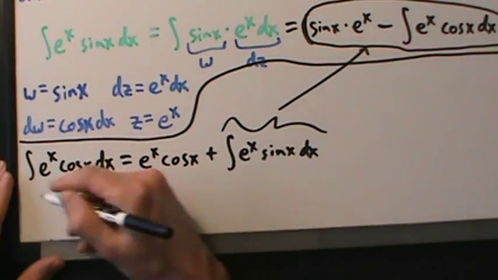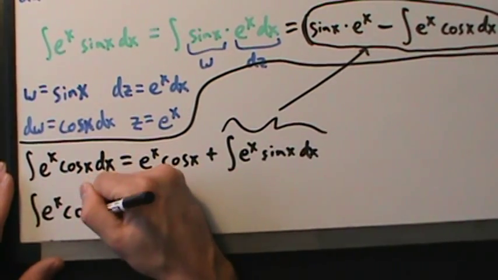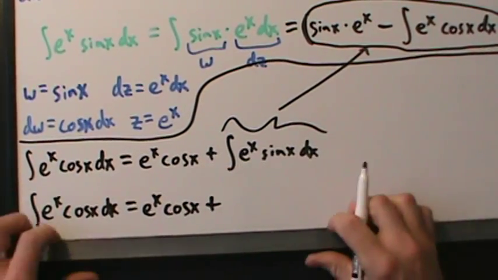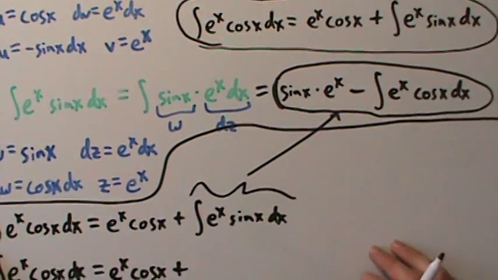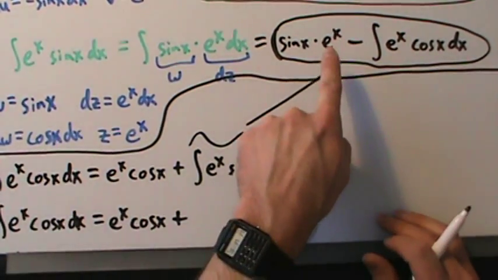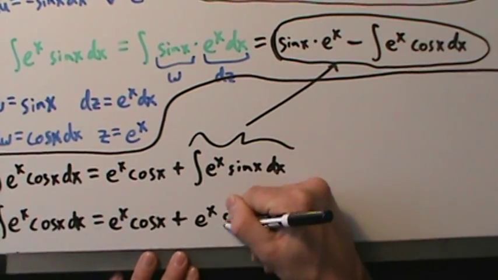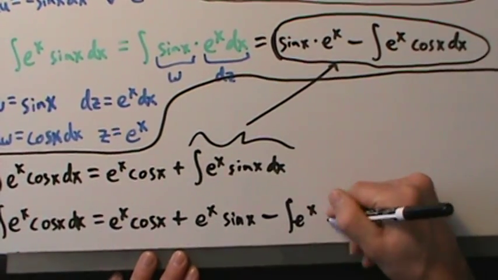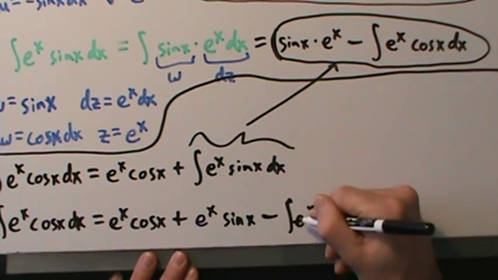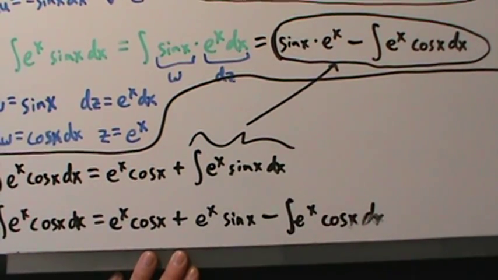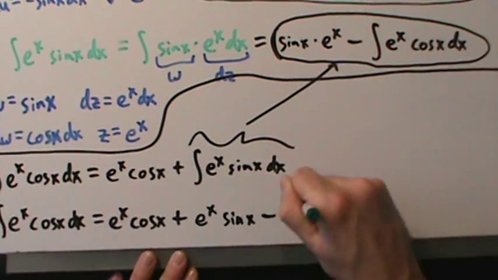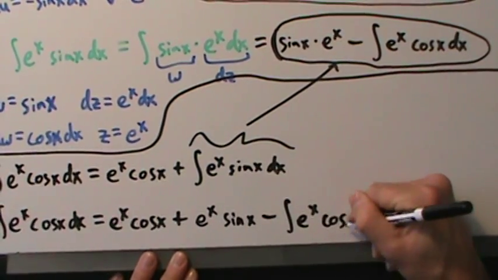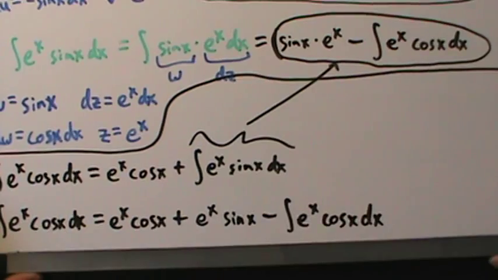So then we have the integral of e to the x cosine of x dx equals e to the x cosine of x plus, remember this entire expression equals this integral, so I want to write this as e to the x sine of x, because it's more standard, I guess. e to the x sine of x, and then minus the integral of e to the x cosine of x dx. Okay, so now let's make that a little neater, easier to read. So what do we do now? It looks like we might be kind of stuck, but actually the rest of this is fairly simple.